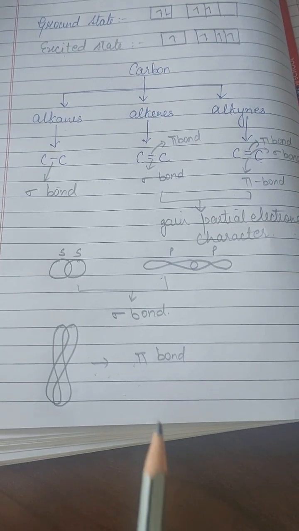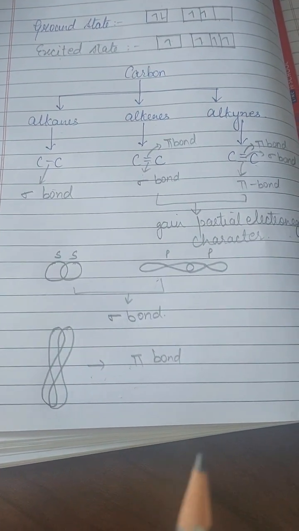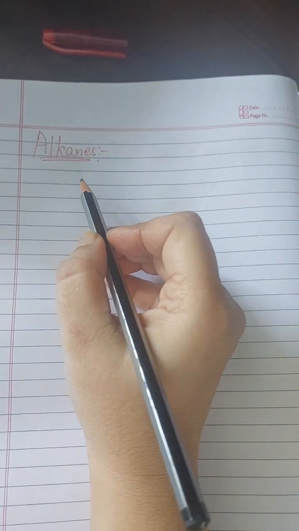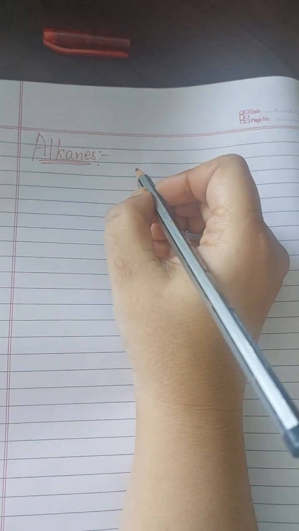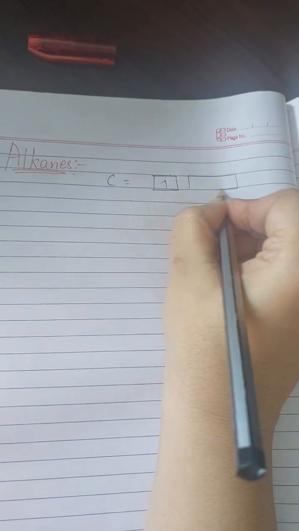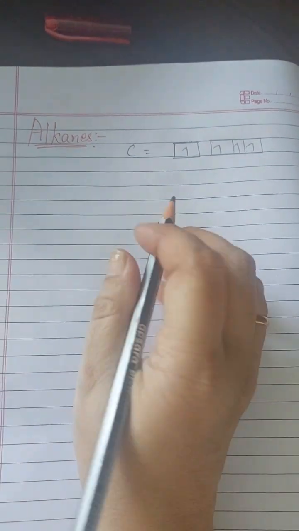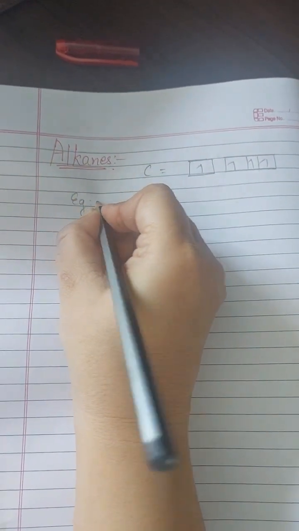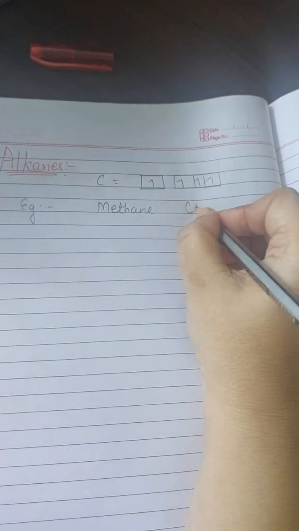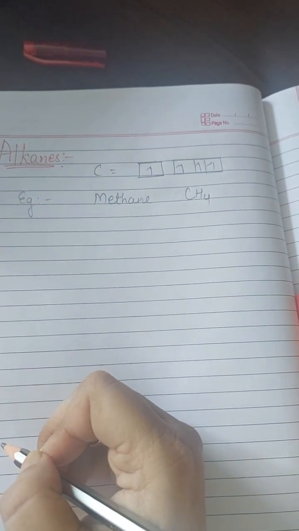Now let's take a look at the hybridization of the carbon compounds. Let's start with the hybridization of alkanes. As I have told you, the carbon in its excited state has one electron in each of its four valence subshells. Let's take an example of an alkane, methane. Methane means its chemical formula is CH4.